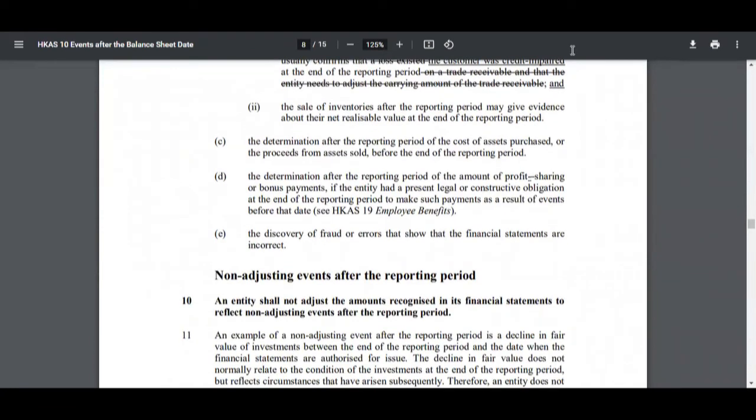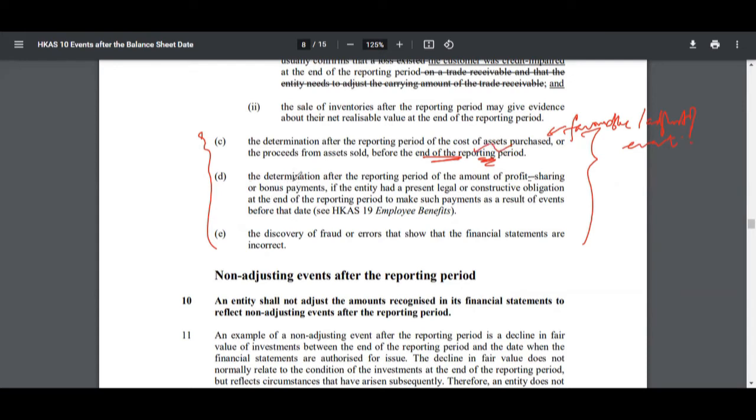So let's look at point C, and the remaining examples C, D, and E, which are very small. The determination after the reporting period of the cost of assets purchased or proceeds from assets sold before the end of the reporting period, right? This would be like, as I mentioned at the start of the video about favorable events, a kind of favorable event here, but again a favorable adjusting event. This is an adjusting event because the conditions existed before the end of the reporting period.